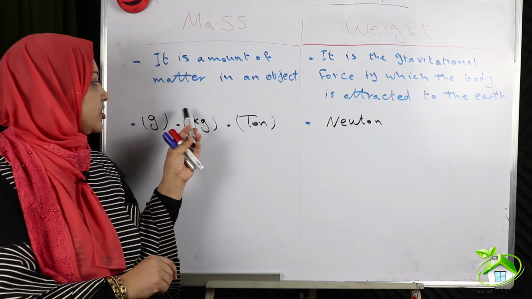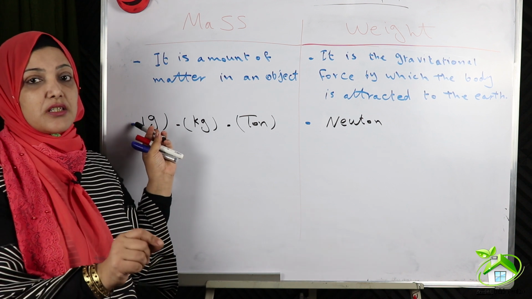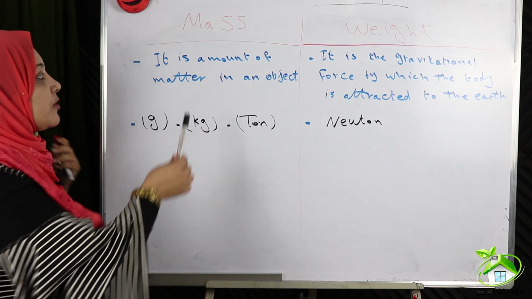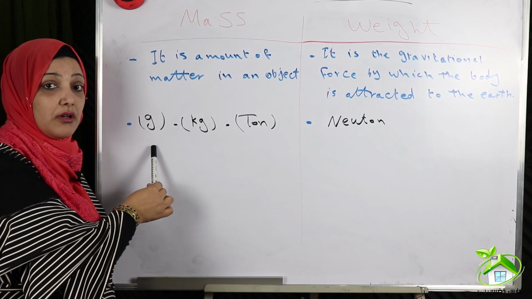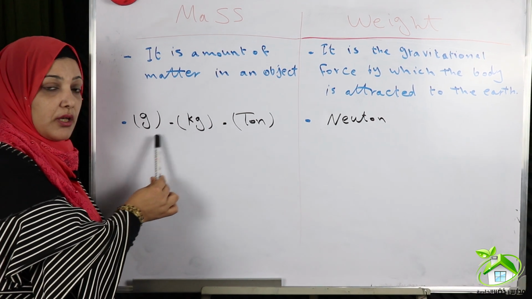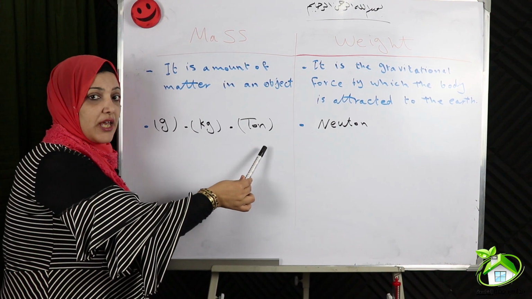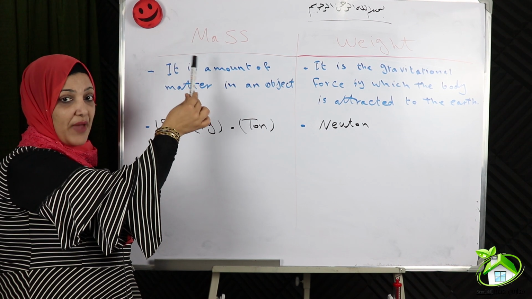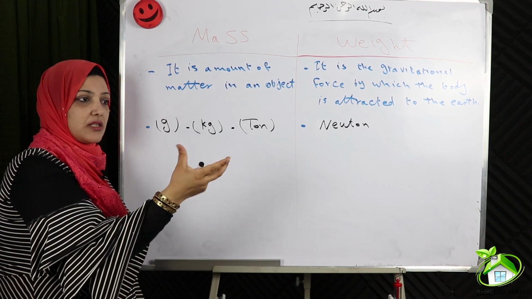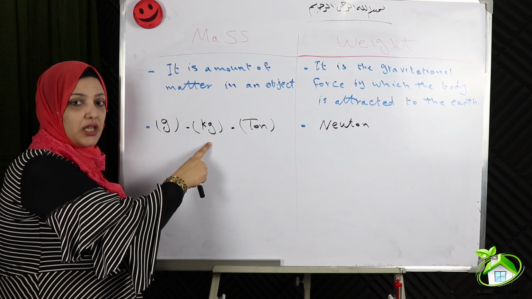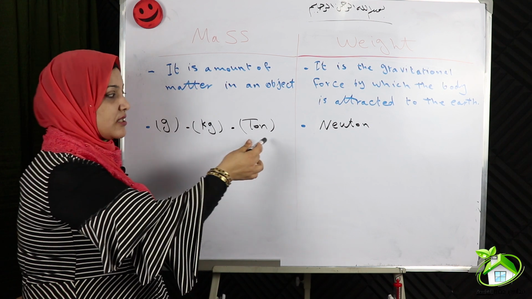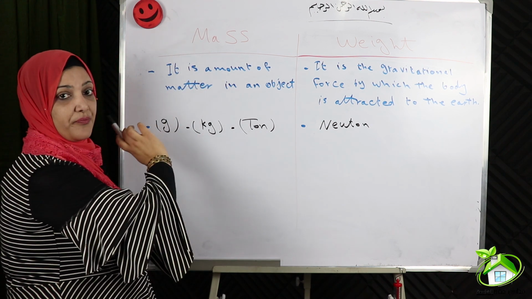Number 2 is the comparison between the measuring units of mass and weight. We can measure mass by gram, kilogram, or ton. These are the units of mass. For small masses, we use gram. For big masses like fruits and vegetables, we use kilogram. For very large masses, we use ton.